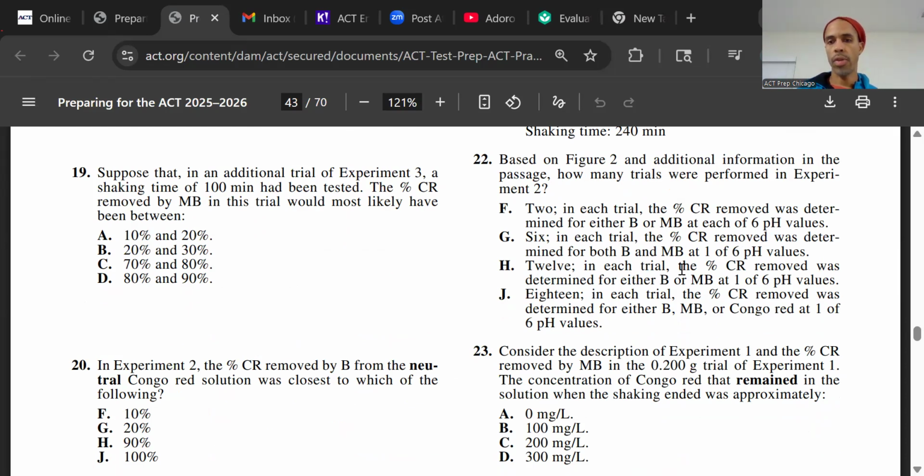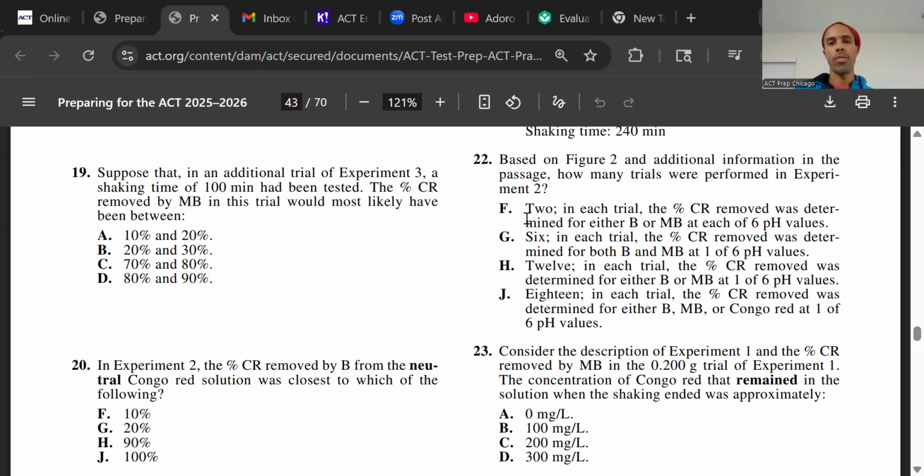Let's look at H. In each trial, the percent CR removed was determined for either B or MB at one of six. No, it wasn't one of six. So G and H are wrong. In each trial, the percent CR removed was determined for either B or MB or Congo red at one of six. No. It's in each trial, the CR removal is determined for either B or MB at each of six pH values. That is true as F.